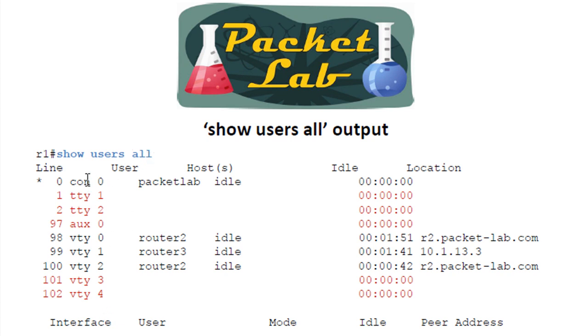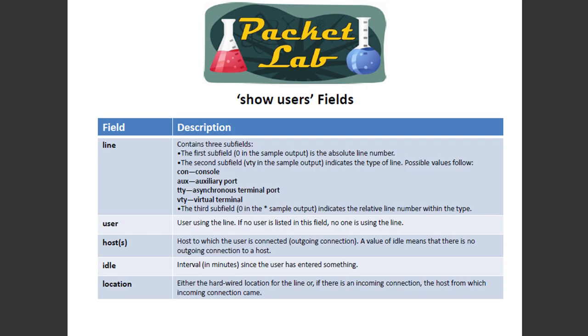And here you can see we have the console line. We've got 2 TTY lines, we've got the auxiliary line, and then we've got our 5 VTY lines, 0 through 4. This is kind of nice because it shows you all the available lines. The stuff that's in red is the additional output. Doesn't tell you much because nobody's connected on there. So if we were to issue show users and not put the all in there, we would see everything except the output in red. This table shows us the fields for the show users output.